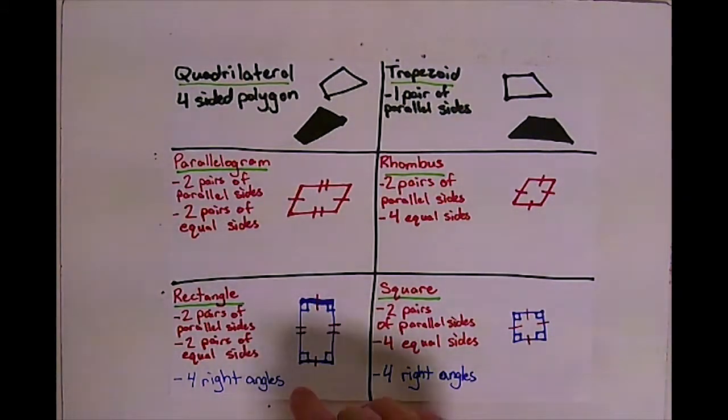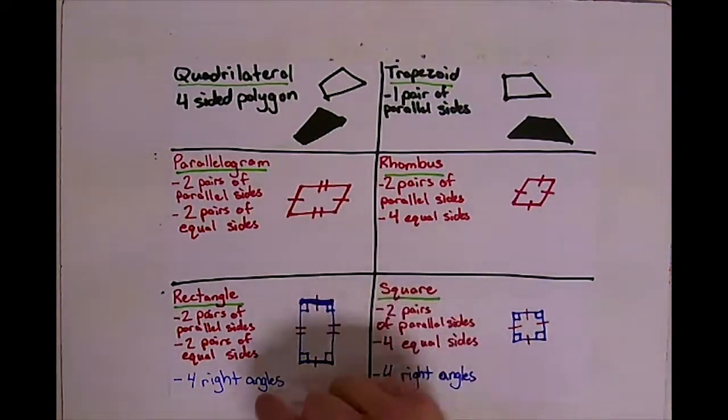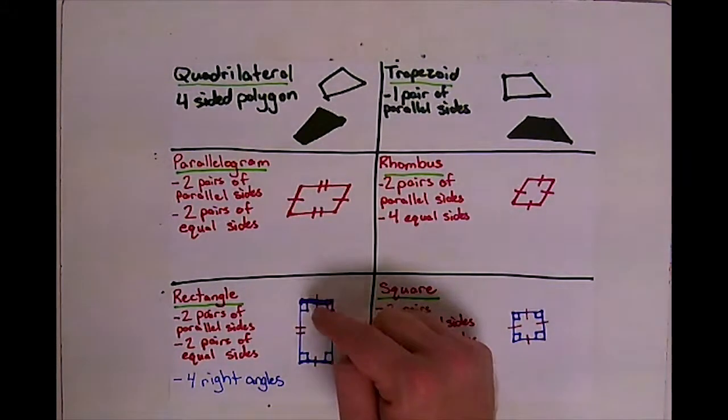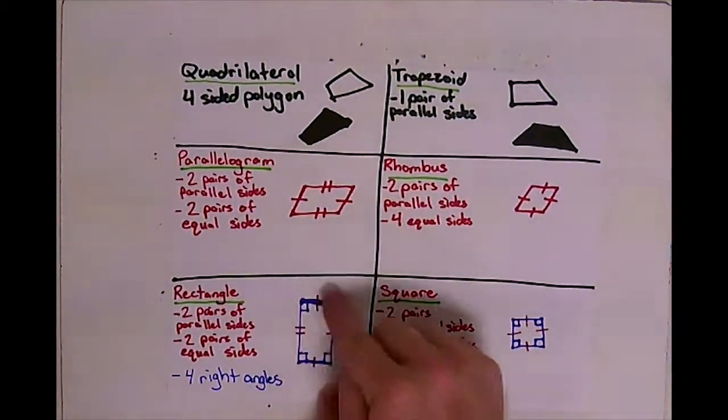So a rectangle is a parallelogram, but a parallelogram isn't always a rectangle. You have to look at the angles. So that's why I drew this in blue, to remind you that you need four right angles. Here are my two pairs of equal sides, and then my two pairs of parallel lines.